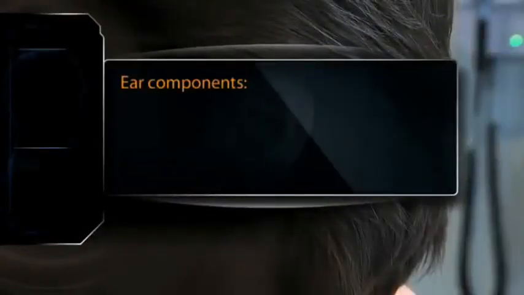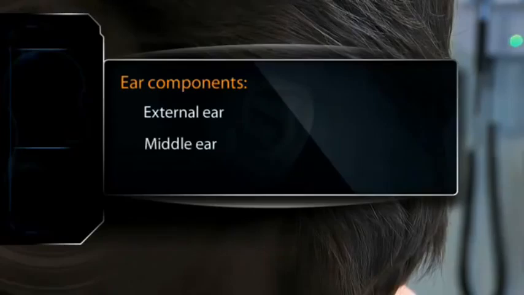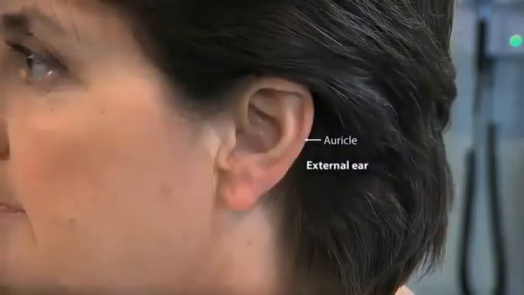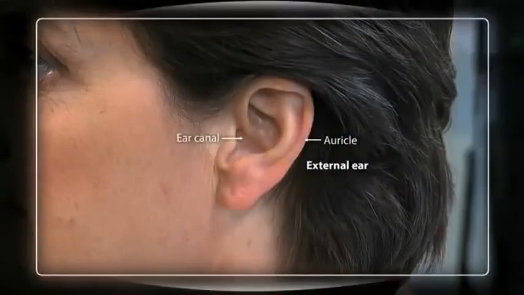Before examining the patient's ears, let's review their anatomy. The ear is composed of 3 components: the external ear, the middle ear, and the inner ear. The external ear includes the auricle and the ear canal.